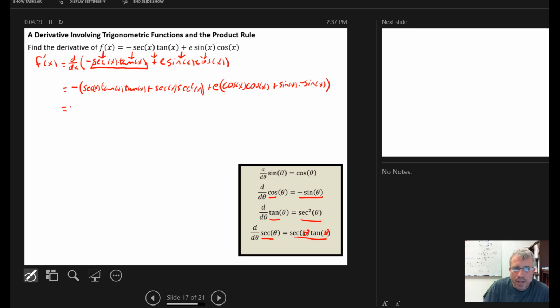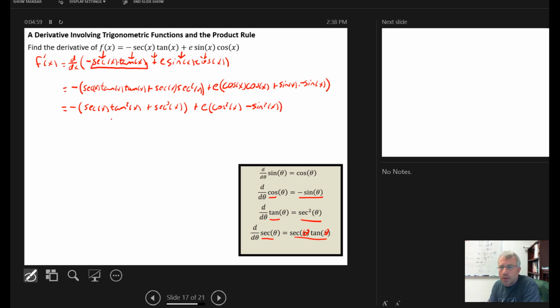Equals. Now we want to see if we can clean things up a little bit. I have secant times tangent is secant of x times the tangent squared of x, plus secant times secant squared is the secant cubed of x, close parentheses, plus Euler's number times cosine is cosine squared of x, plus minus is going to be minus sine times sine is the sine squared of x, close parentheses, so that e distributes into both terms.